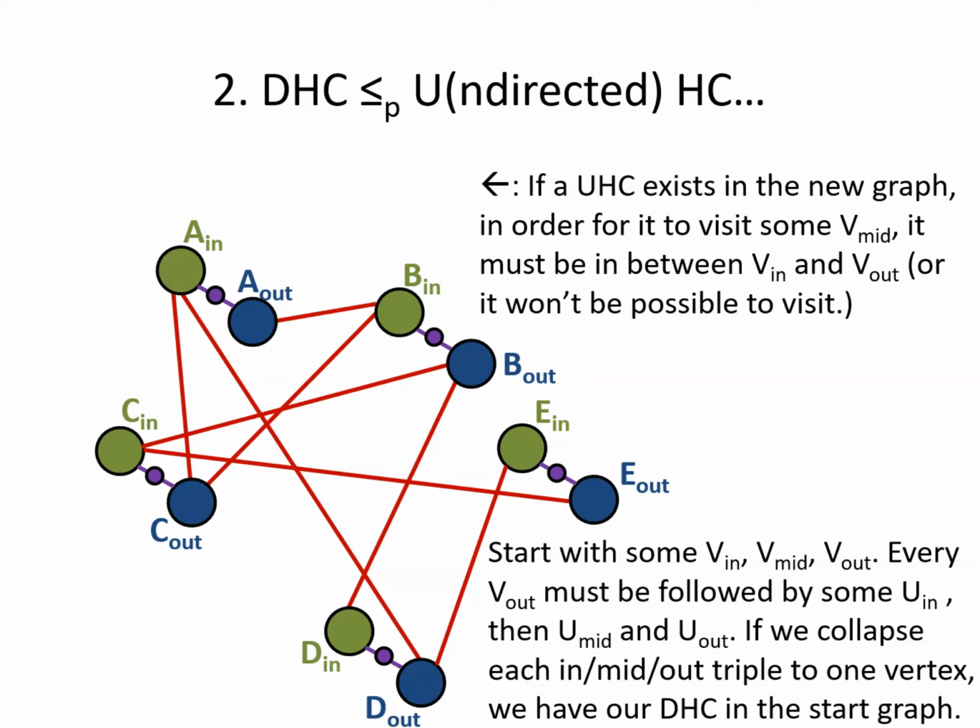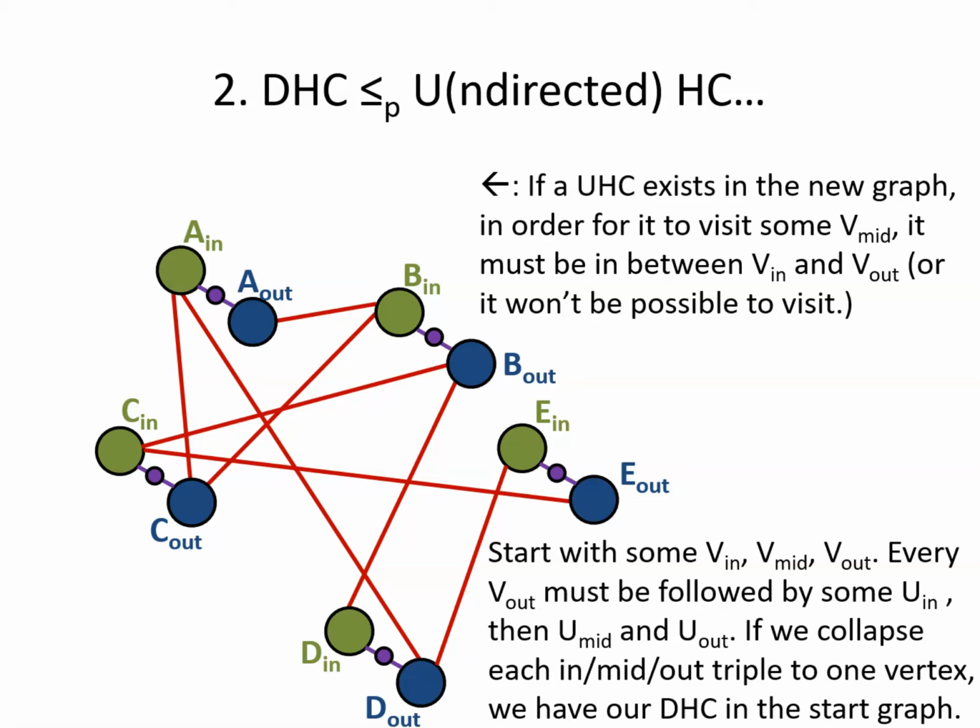If we start our undirected Hamiltonian cycle with some sequence of these, V in, V mid, and V out, we know that the next node that we visit has to be some other in node, say u in, followed again by u mid and u out, otherwise there'd be no way to visit the midpoint.